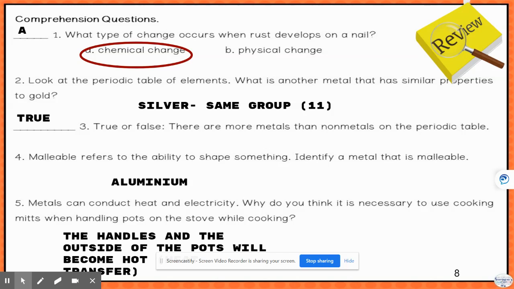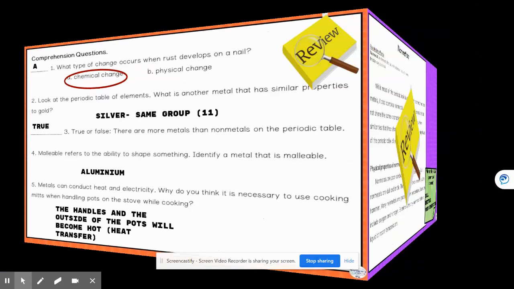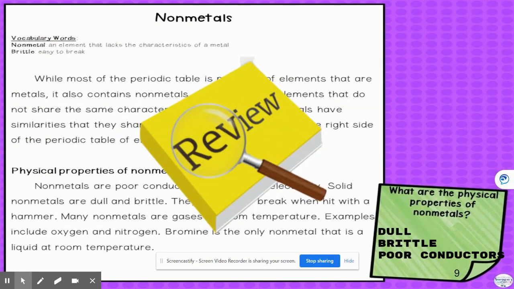Malleable refers to the ability to shape something. Identify a metal that is malleable. It can be pounded into a flat sheet: aluminum. Metals conduct heat and electricity. Why do you think it's necessary to use cooking mitts when handling pots on the stove? Because the handles and the outside of the pots will become hot. They transfer heat.